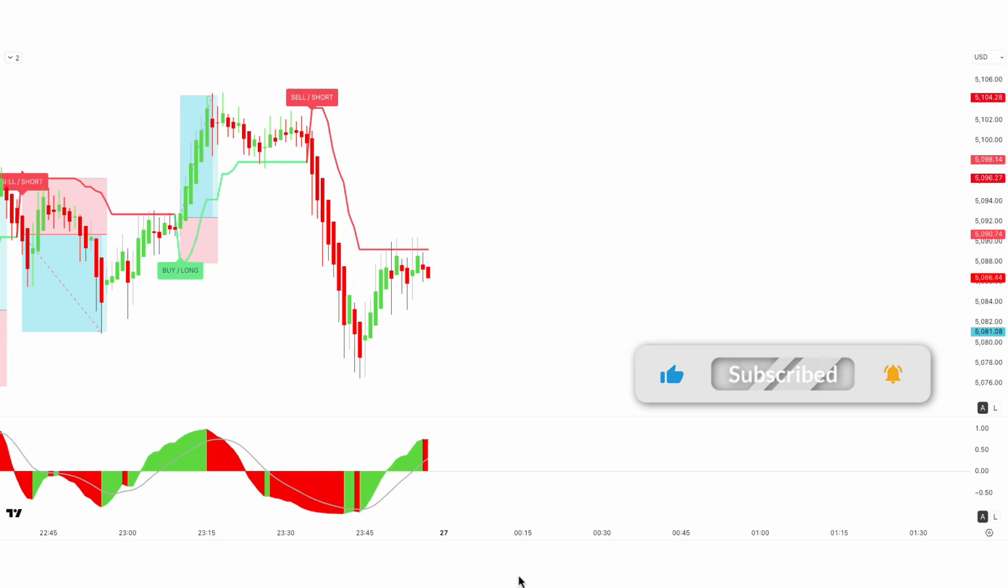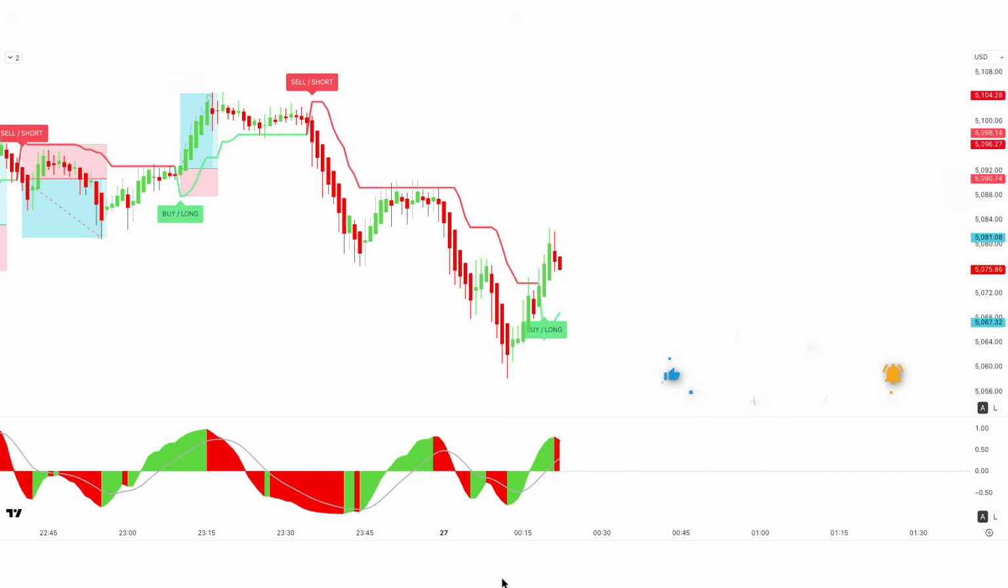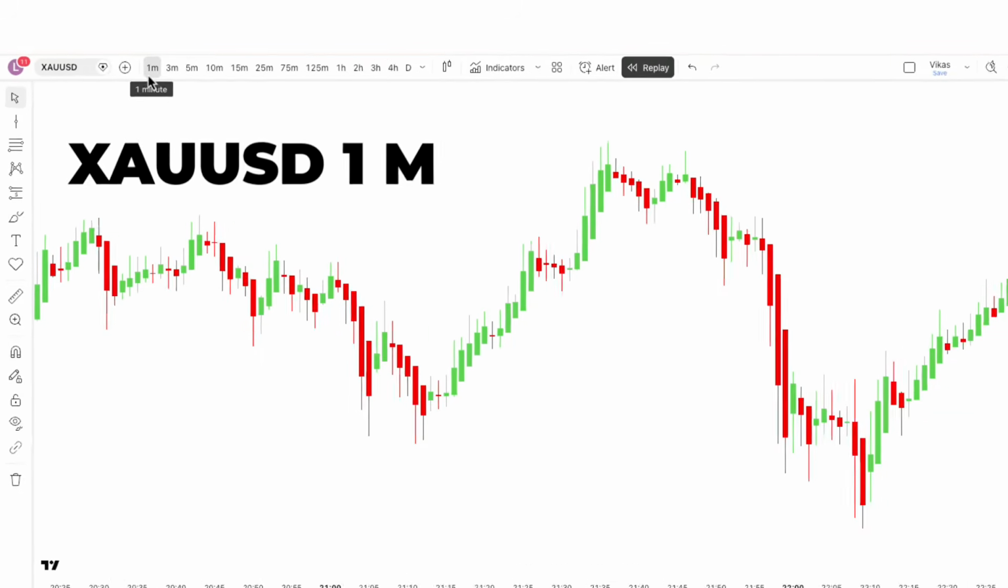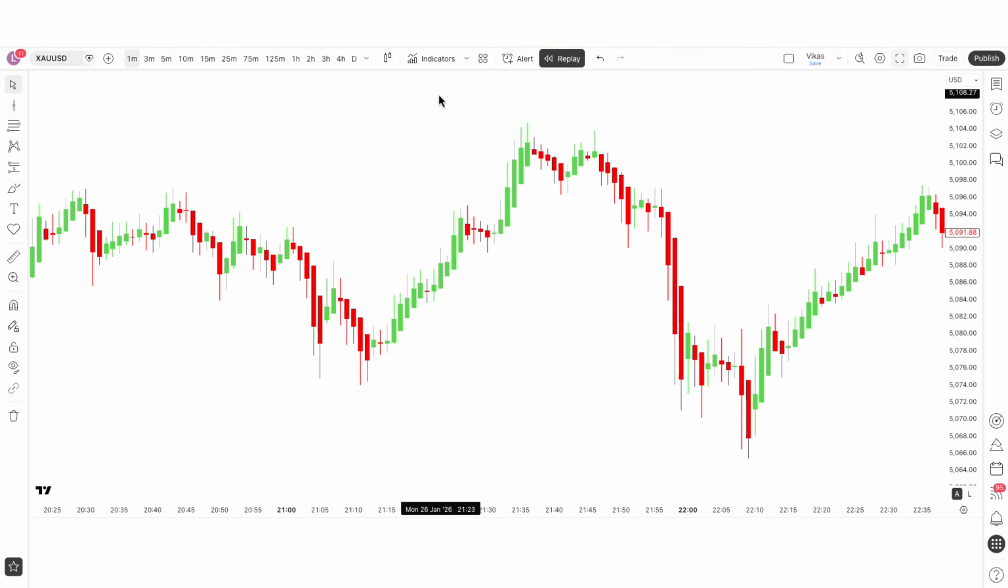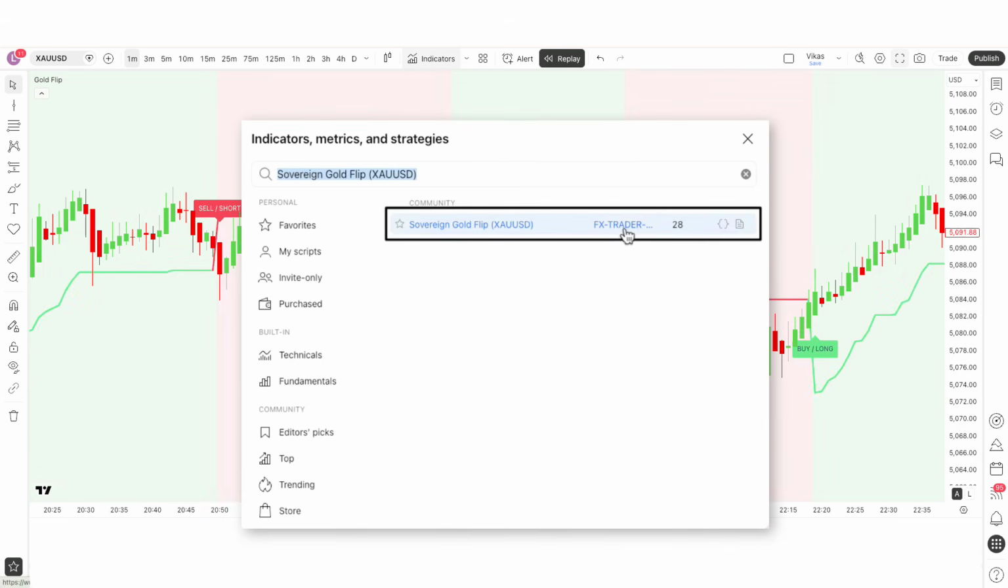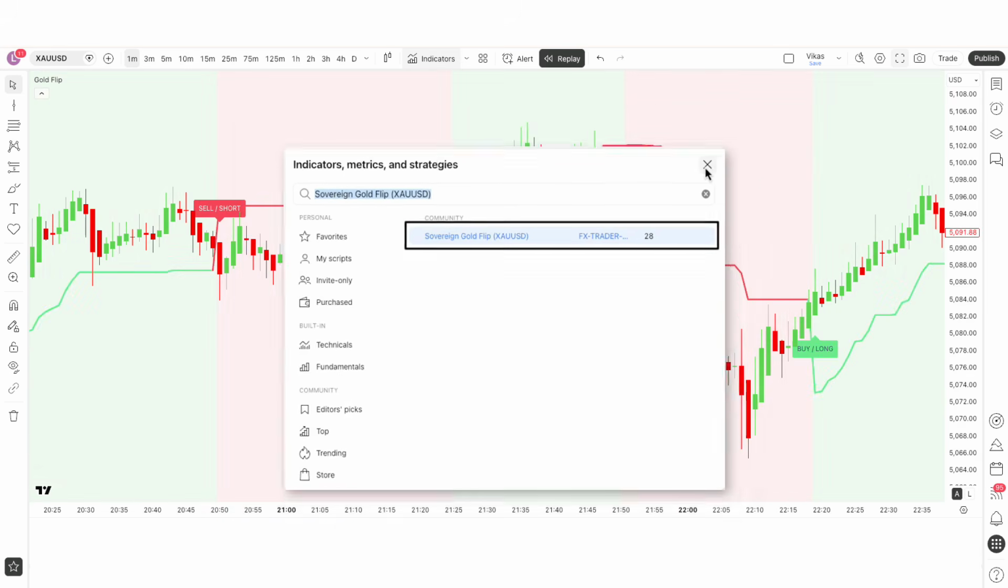Now we tell you how we want to trade. Let's start the video. We open the XAU-USD 1-minute chart. And don't sweat the time frame either. Next, you'll want to find those magic indicators. Head over to the Indicators tab and search for the Sovereign Gold Flip XAU-USD. Select the indicator made by FX Trader and add it to the chart.